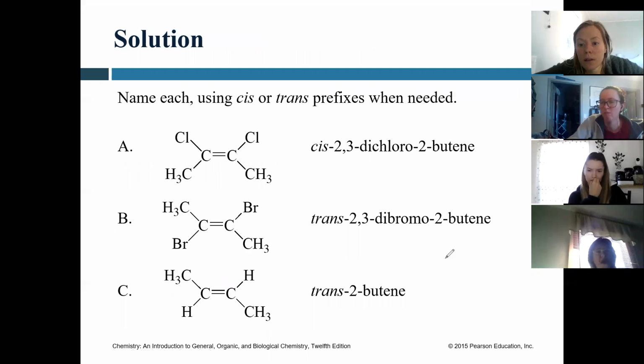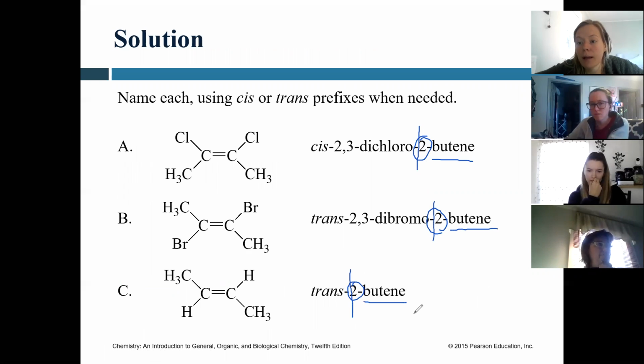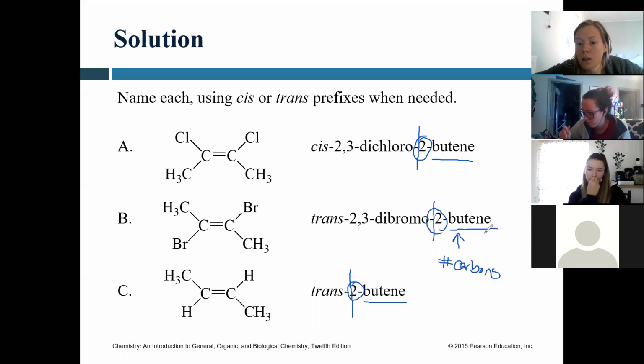So I'm gonna cut this right here. So the 2 that comes directly in front of this is telling me where the double bond is, right? The "but" tells me the number of carbons. The "ene" tells me that it's a double bond somewhere in that chain. The 2 tells me where the double bond is.